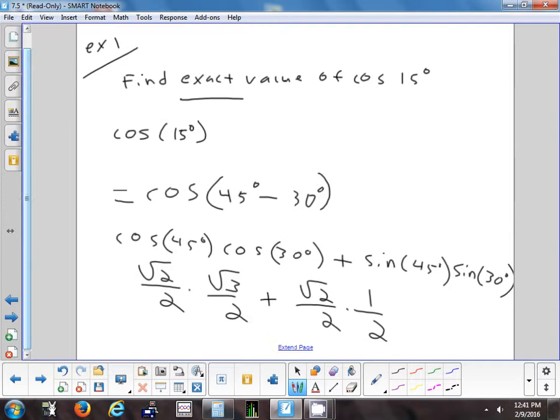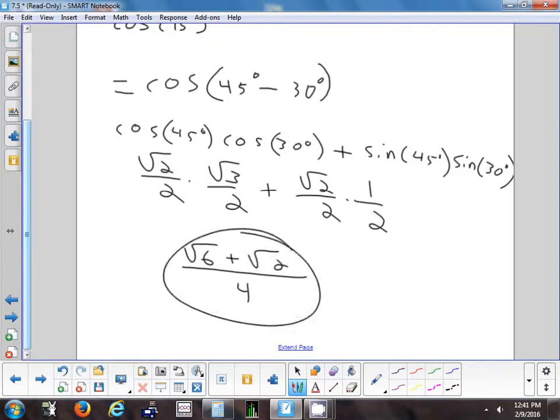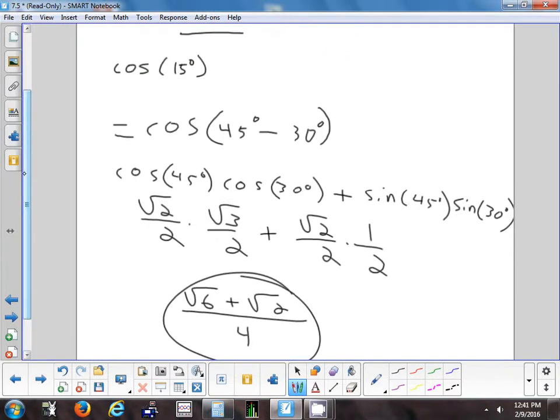Okay, now we just multiply this out. So we're going to have a denominator of 4 that's common in both fractions. What's the square root of 2 times the square root of 3? Square root of 6. Yep, square root of 6. And there's your answer.